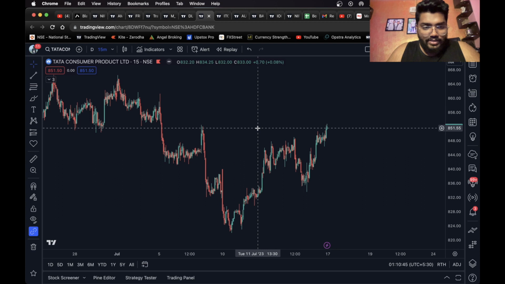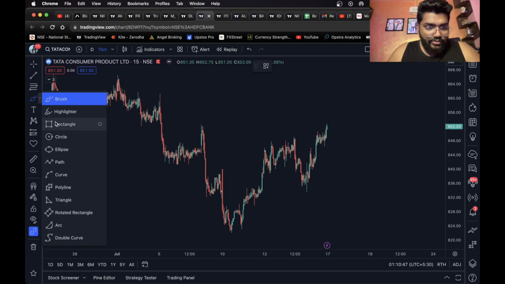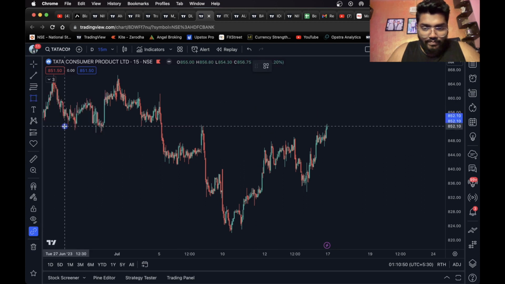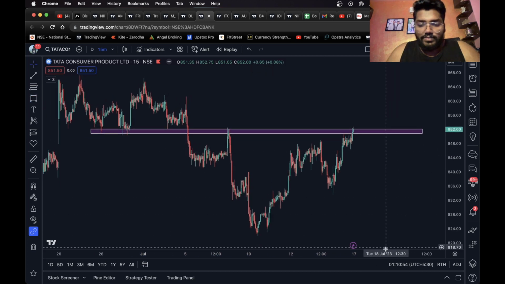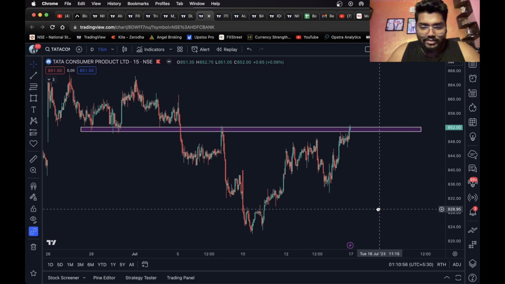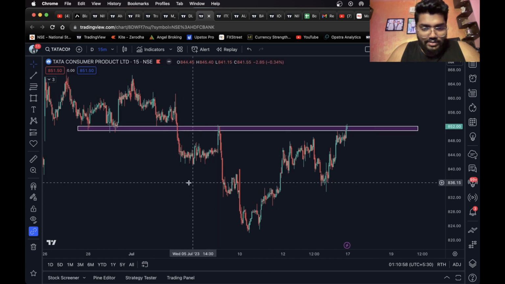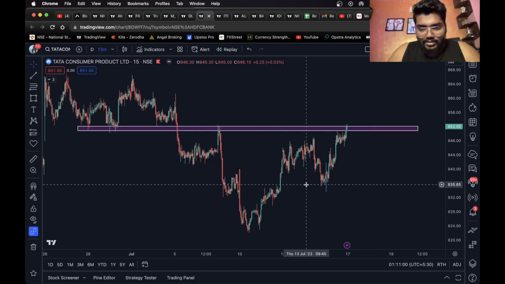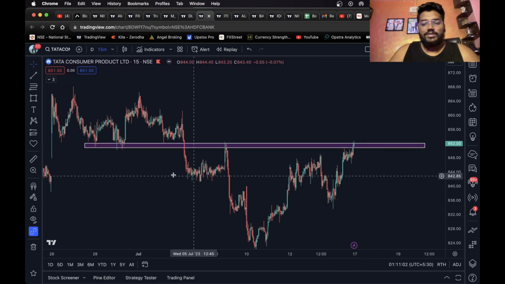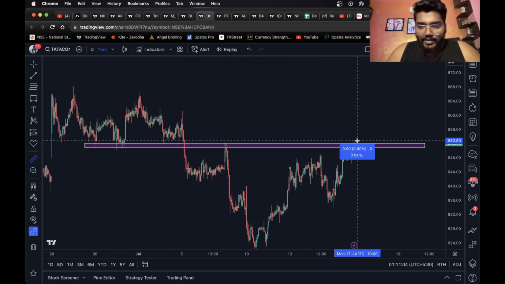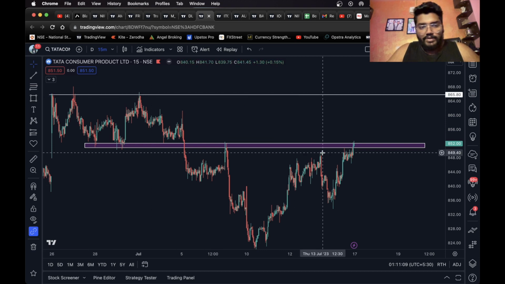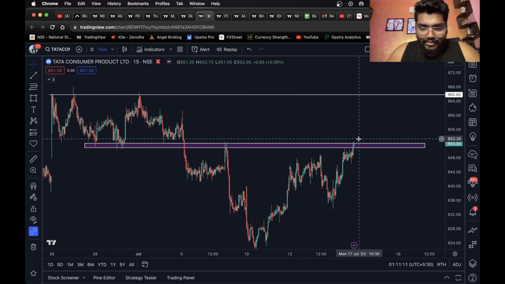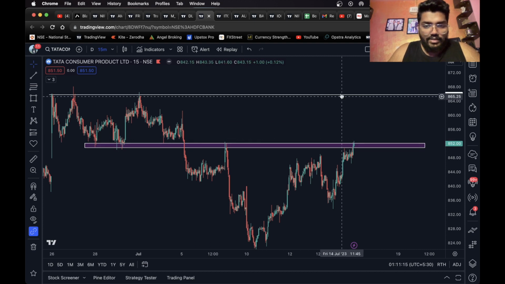This is the 15 minutes time frame of Tata Consumers, and we do see a level over here, right? See, most of my analysis is totally based on levels and price action, just horizontal levels and price action. Okay, so now look at this. This is a shoulder, this is a head, and this is another shoulder, right? So we can consider this as the inverted head and shoulder pattern, and perfect, beautiful.